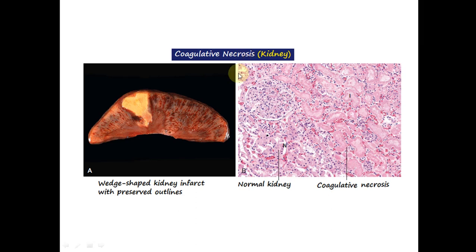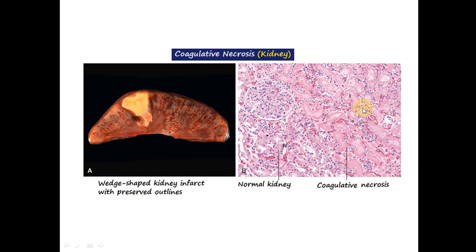In this picture, we can see a kidney in which there is a wedge-shaped kidney infarct, and here the outlines of the cells and the tissue are preserved. Under the microscope, this is the normal kidney tubules, while this area represents the coagulative necrosis, and here we can see that the cells are dead, anucleated. There is no nuclei in the cells. However, the cell walls or the borders are maintained and can be identified.